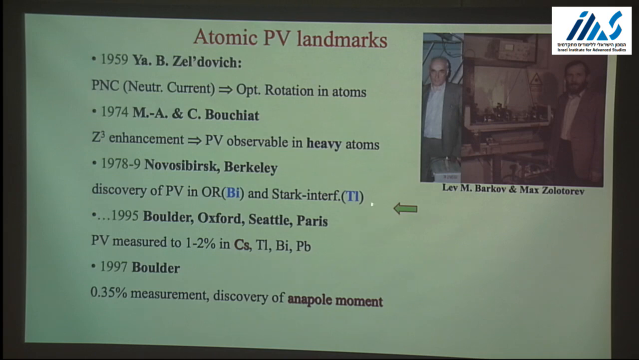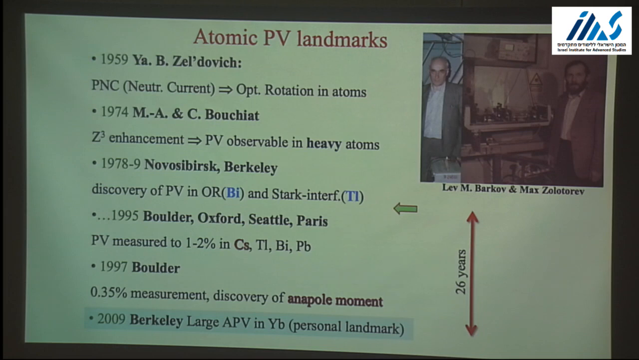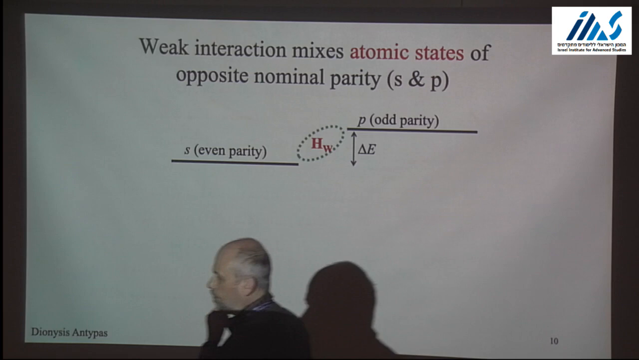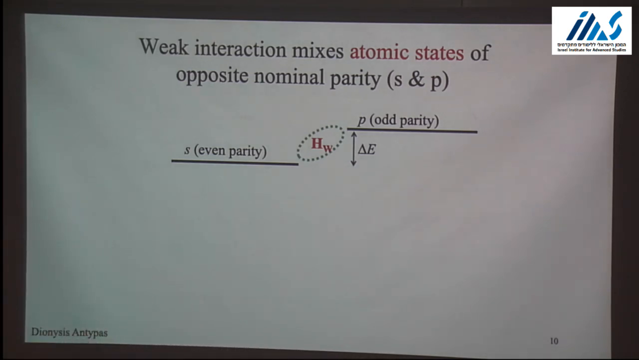So I came to work with these guys as an undergraduate student around here, and my dream was to one day observe parity violation in my own experiment. Well, this came true 26 years later. At Berkeley, there were a lot of failures in the meantime, and finally at Berkeley we observed atomic parity violation in Ytterbium in 2009. Let me tell you, I think this is important as sort of a general idea of how you measure weak effects using atomic systems.